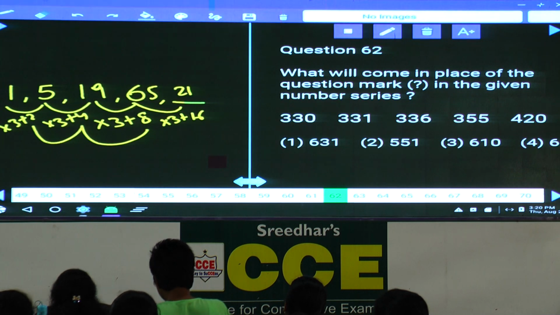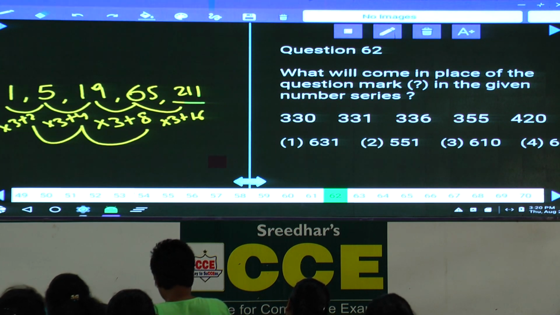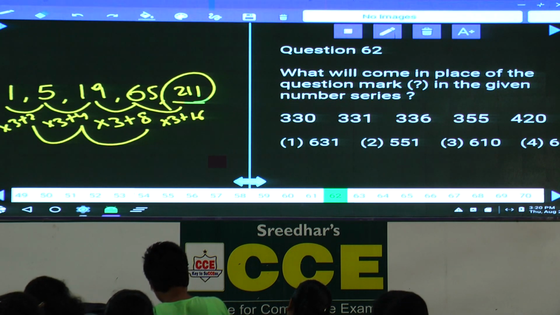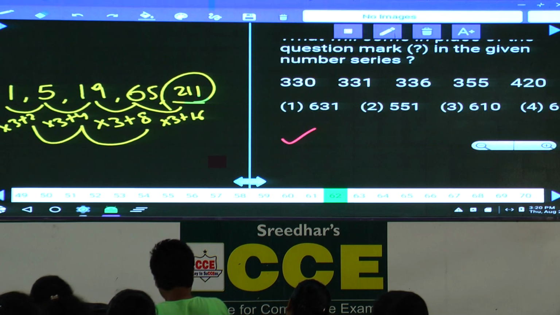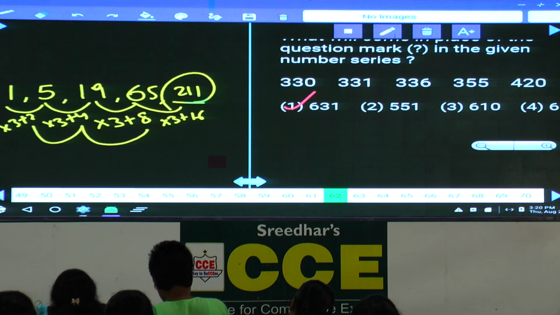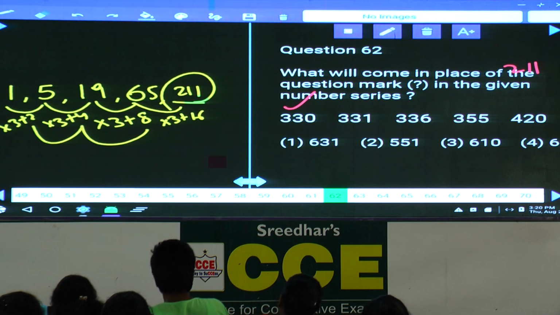Try to do it like that in your notes, it is okay even if it is wrong. Hence what is your answer here? 211. Now this 211 should be added to this number. 211 plus 420 is 631. Is it there in the choices or not? 631, that is choice 1 is the answer. Now finally we need to add 211, that is 631 is the answer. Done with this. Now this is about question number 62.